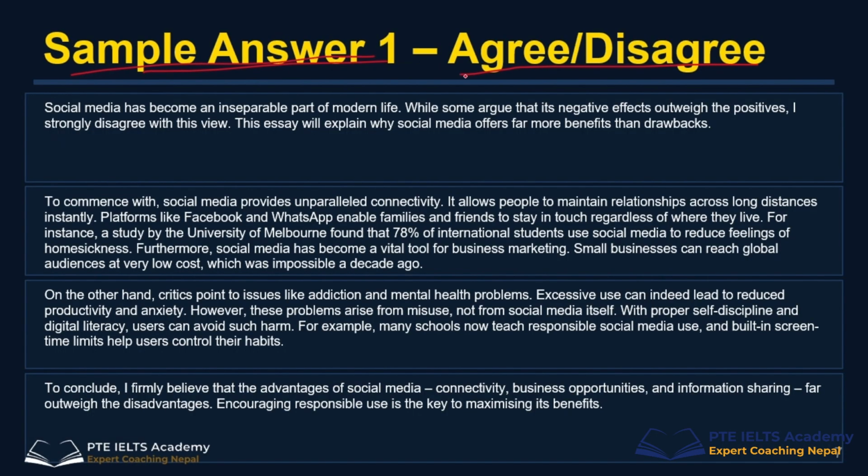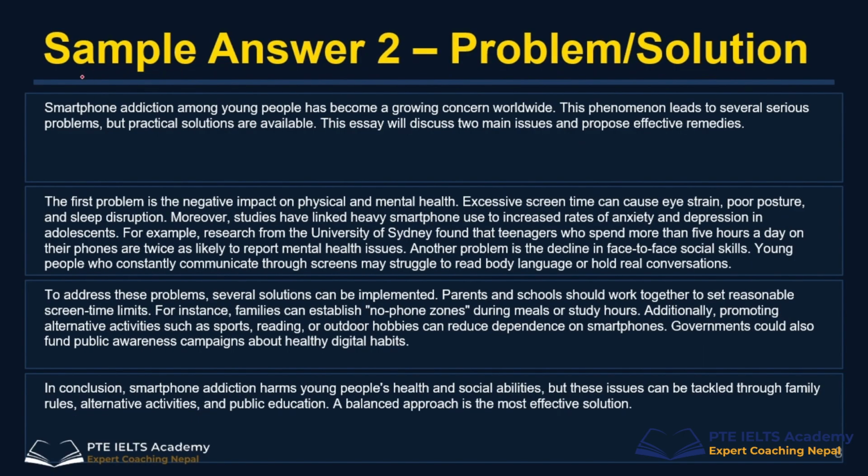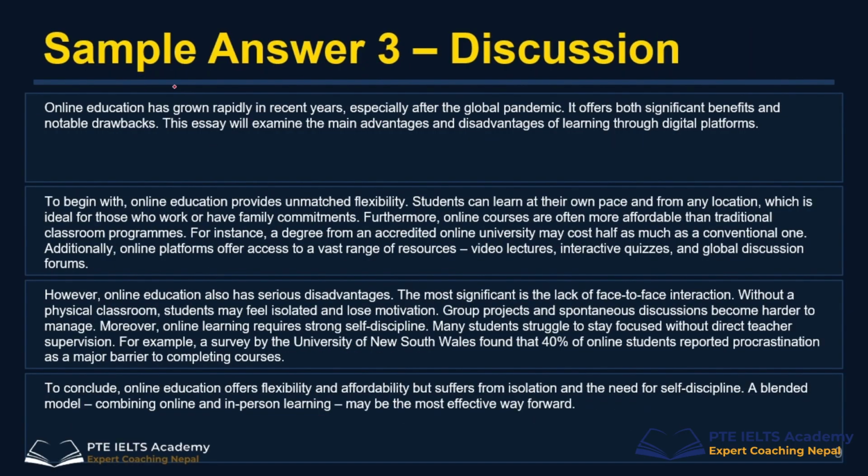Now, let's look at our first sample answer. The essay type is agree-disagree. Our second sample answer is a problem solution essay. Our third and final sample answer is a discussion essay covering advantages and disadvantages.